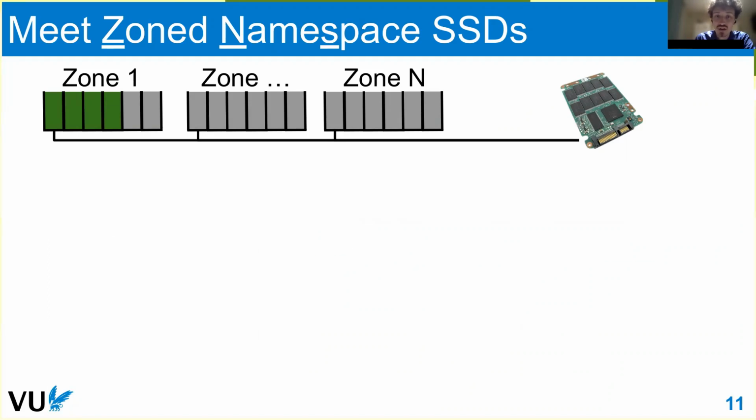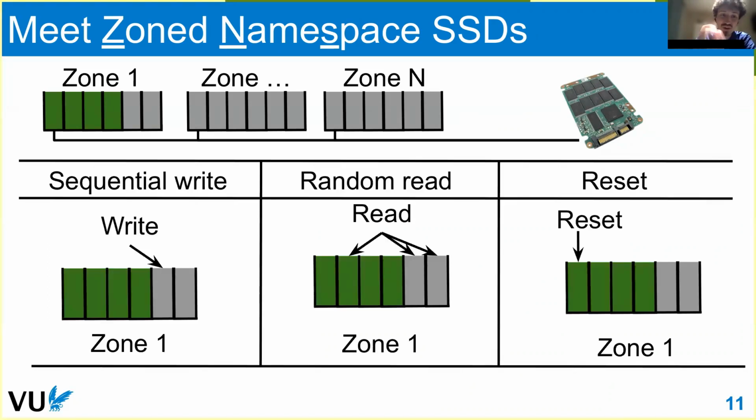On each zone, there are 3 supported operations. Sequential write, very similar to what we have for blocks. And then read, very similar to what we have in blocks. Flash and reset, again, very similar to blocks. What we see is we have the exact same things as Flash natively supports, but now exposed to us.